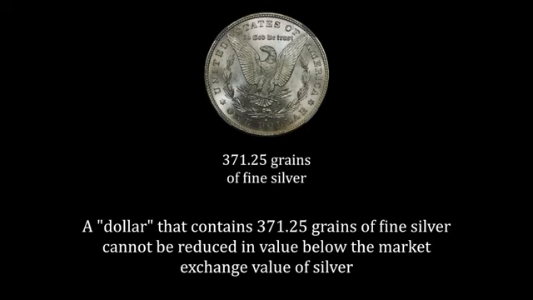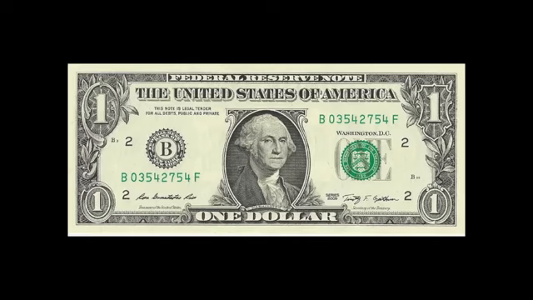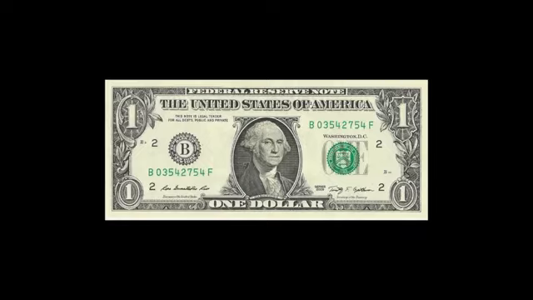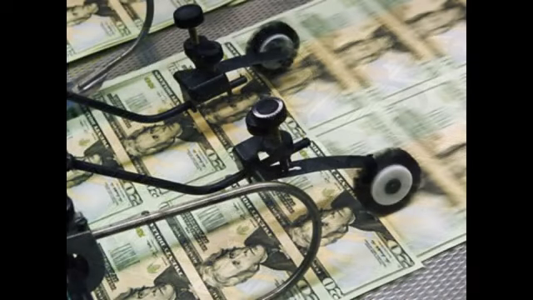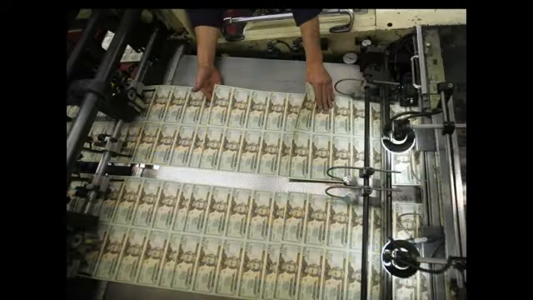A dollar that contains 371.25 grains of fine silver cannot be reduced in value below the market exchange value of silver for other commodities. However, a dollar that contains no fixed amount of any particular substance per dollar can theoretically be reduced in value infinitely. Therefore, since the Federal Reserve Bank, under the authority of the federal government, can print an unlimited amount of fiat dollars ex nihilo, it can, if desired, inflate the money supply and thus reduce the purchasing power of the dollar. Former Federal Reserve Chairman Ben Bernanke has stated as much.